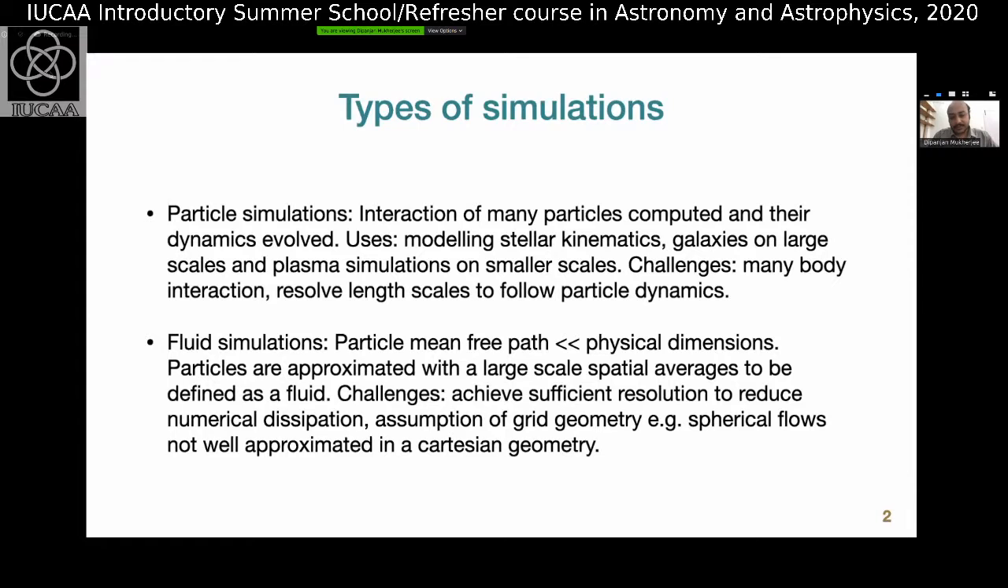So I will be mostly talking about the fluid simulations because that is what I do. Particle simulations themselves are a different kind, and we'll take another lecture. And I do not have the time to go into it.